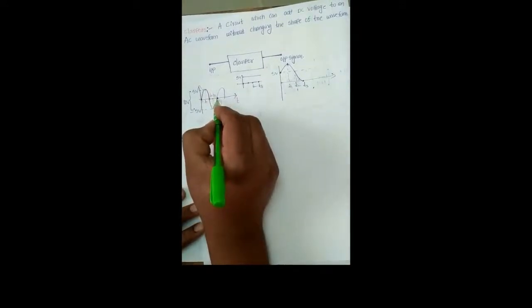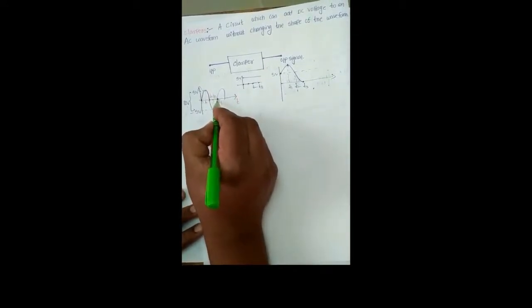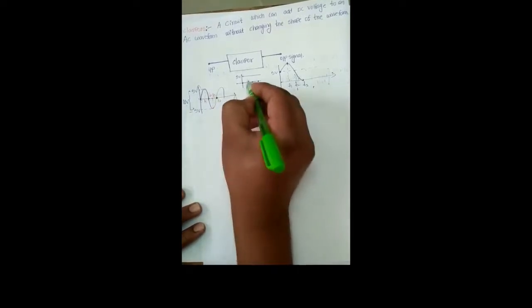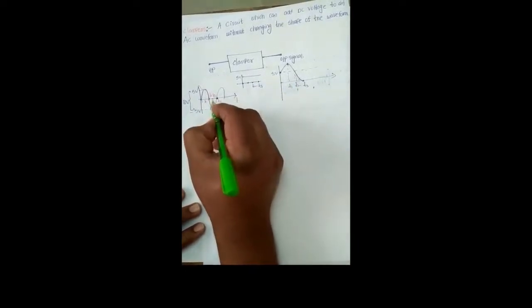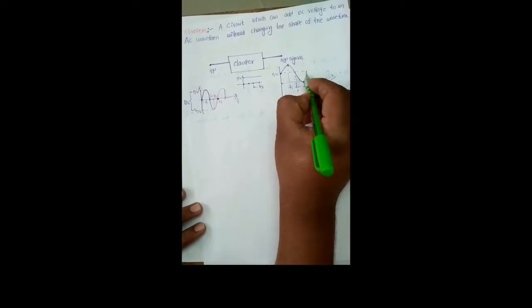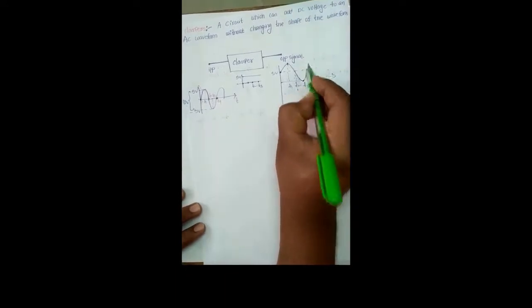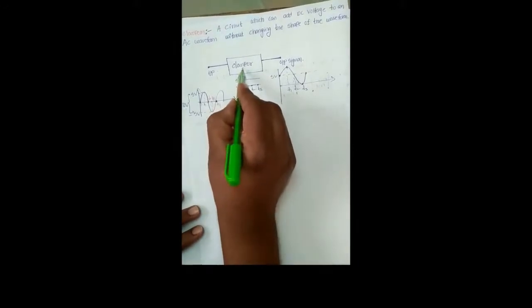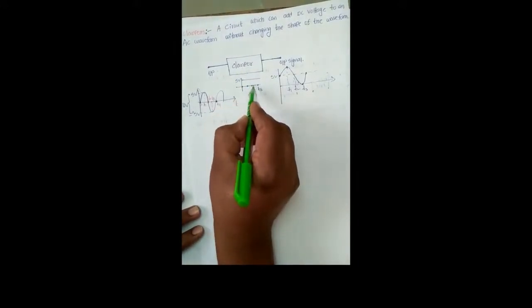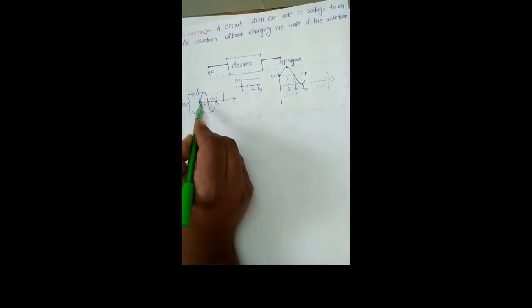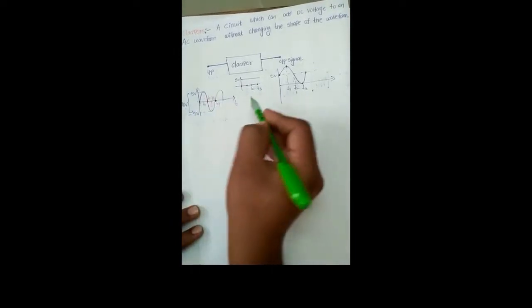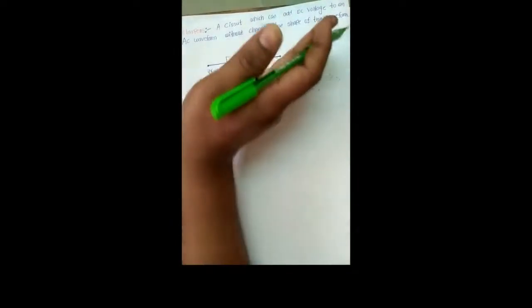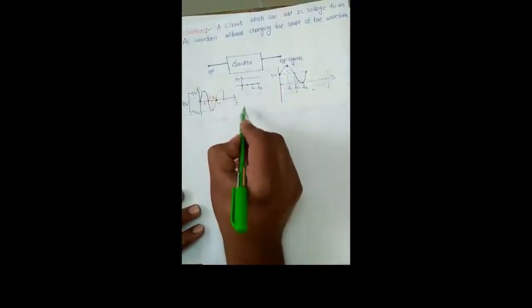And at t equal to t4 instant, the input signal has 0 volts, and this 0 volts is added to this DC, so 0 plus 5 equals 5 volts. Then we get 5 volts output. It means that this clamper circuit adds this DC voltage to this AC input waveform, and the output signal is clamped to the positive side.